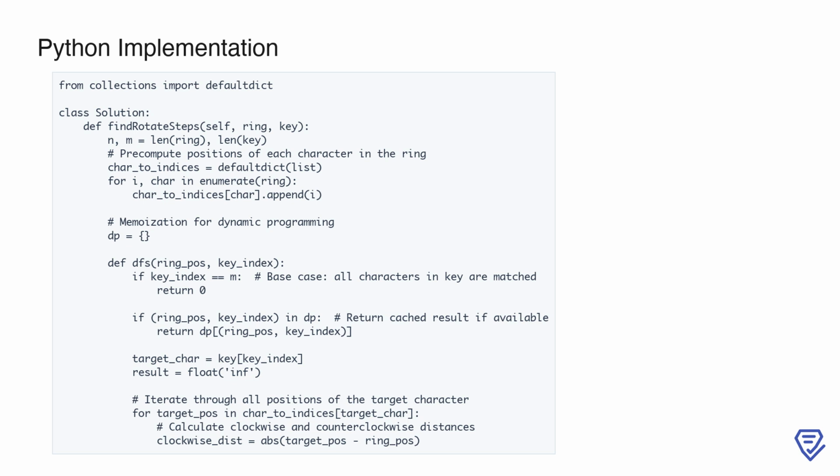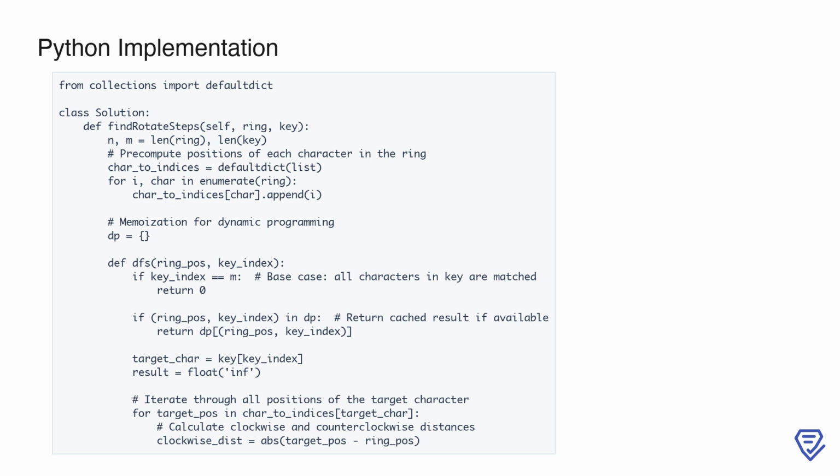Next, we set up a defaultdict named char_to_indices. This will store each character in the ring as a key and map it to a list of indices where it appears. By iterating through the ring with a for loop, we populate this mapping efficiently. To optimize our solution, we use dynamic programming with memoization. A dictionary named dp is initialized to cache the results of overlapping subproblems.